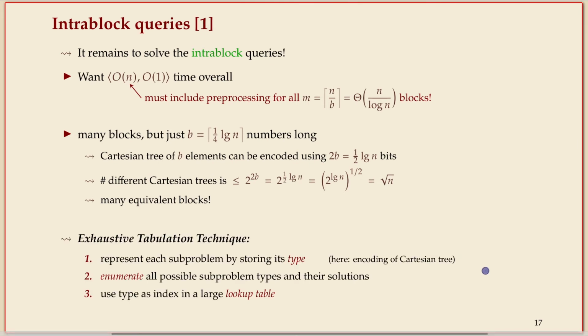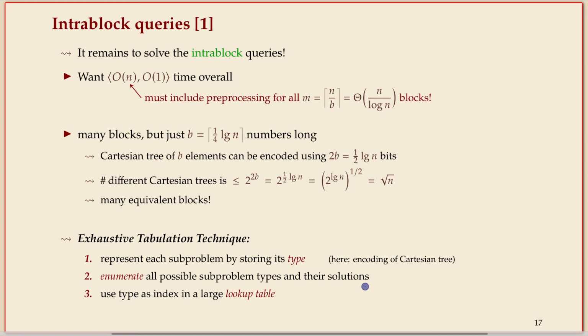And that's where the exhaustive tabulation comes into the game. So we know we have many blocks, but they all look like just a small number of different blocks. So we store for all the different possible options how they can look like, explicitly what the answers are. And we only store for each block which type it is. So we will store 2B bits for each block to encode the Cartesian tree in a way that is not really useful to extract the answers, but we don't care, because we also enumerate all possible Cartesian trees and all possible arrangement queries with their answers.